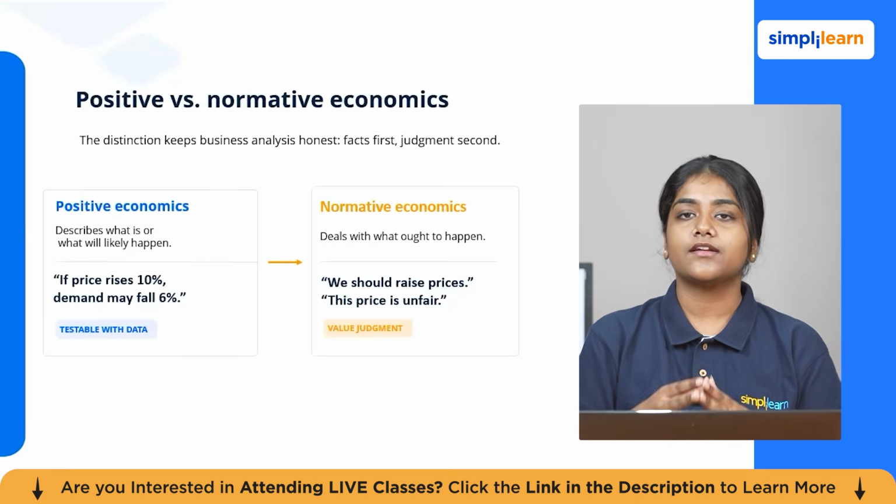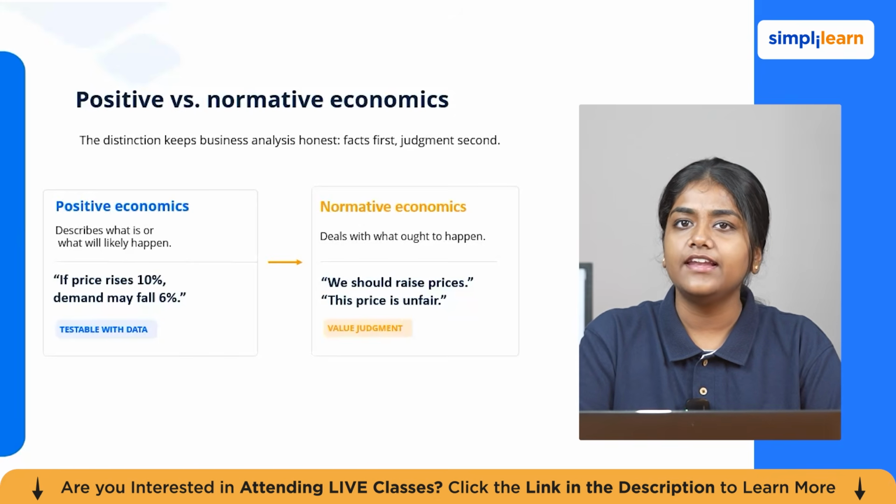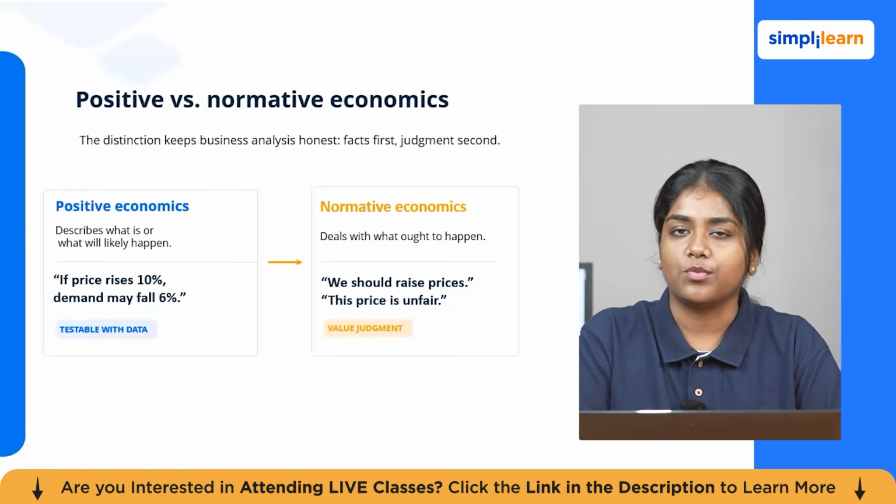So this separation matters because it keeps analysis honest. A good business economist doesn't start with the answer they want and work backward. They model the data objectively first, then let decision makers apply judgment on top of that.